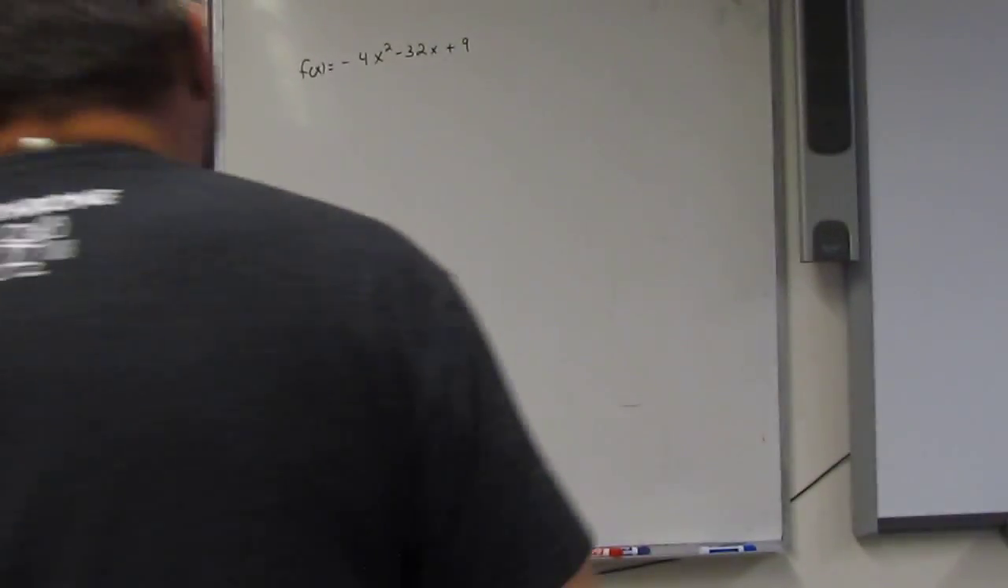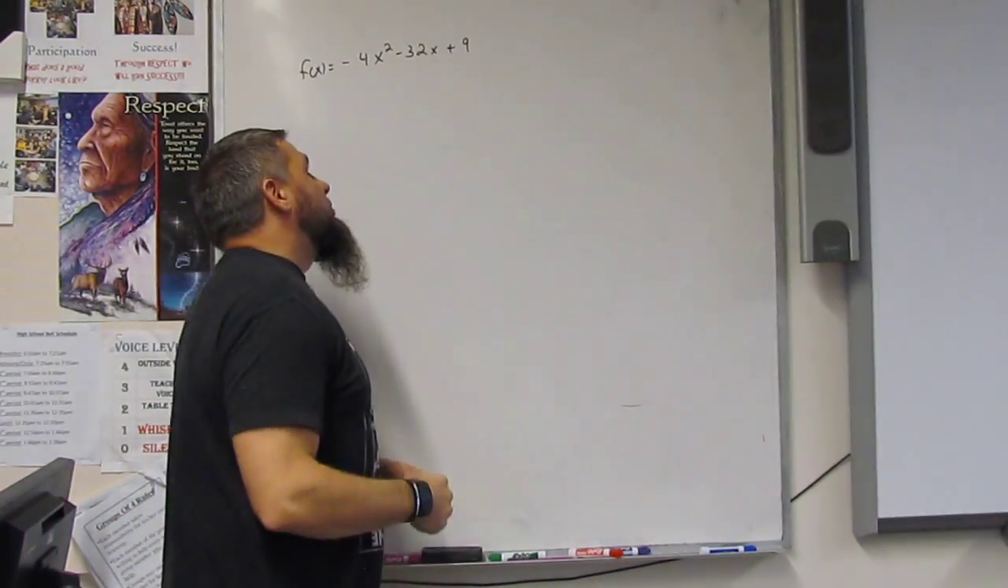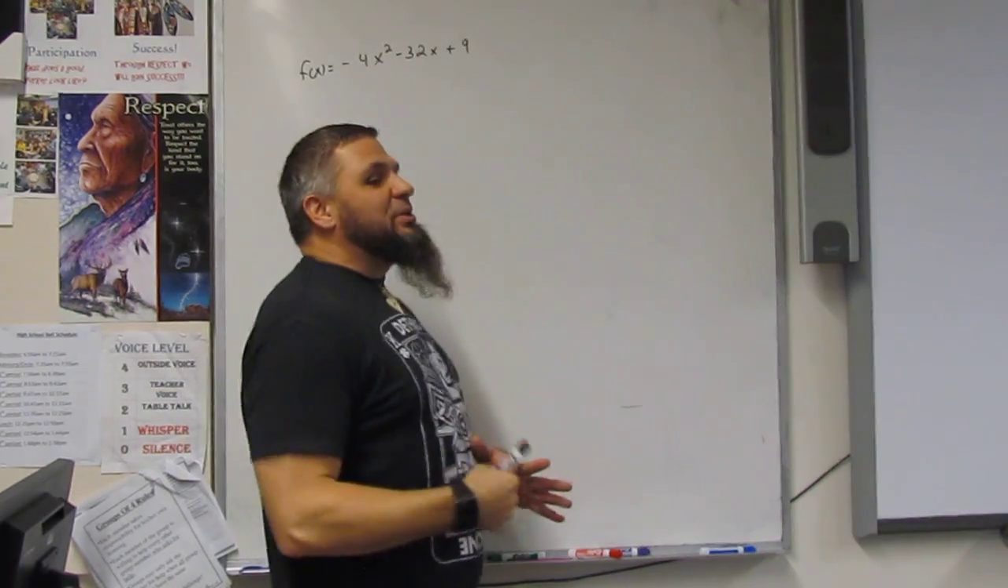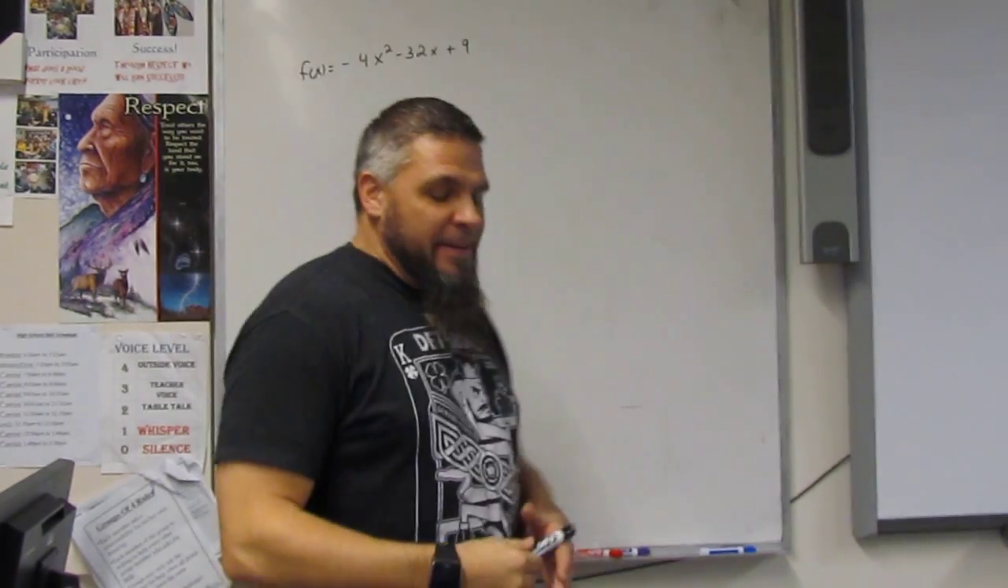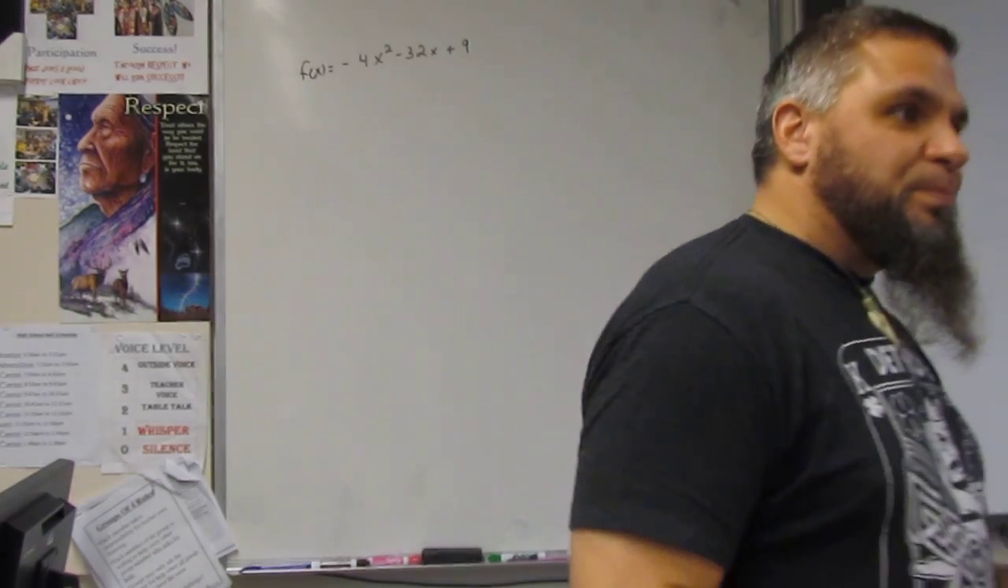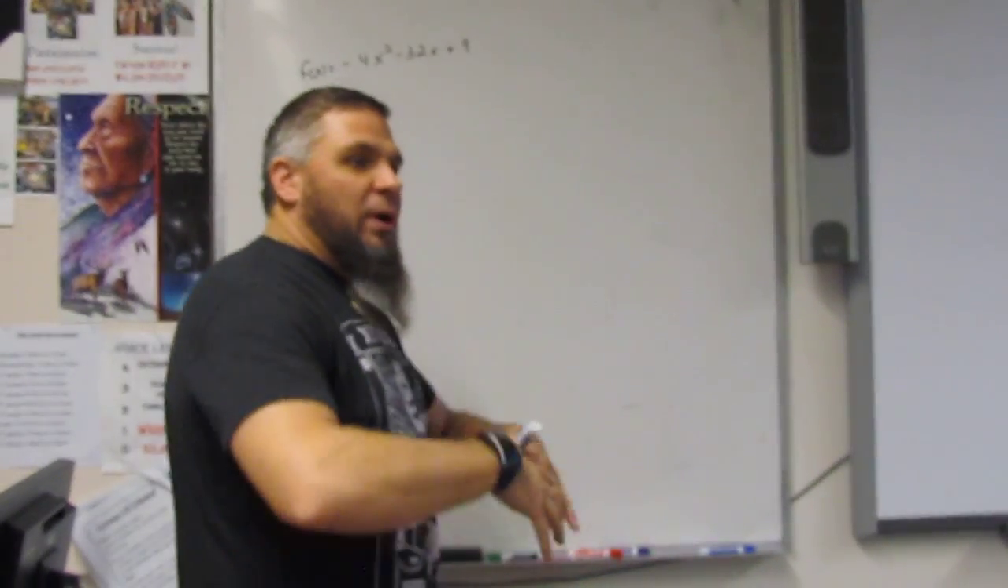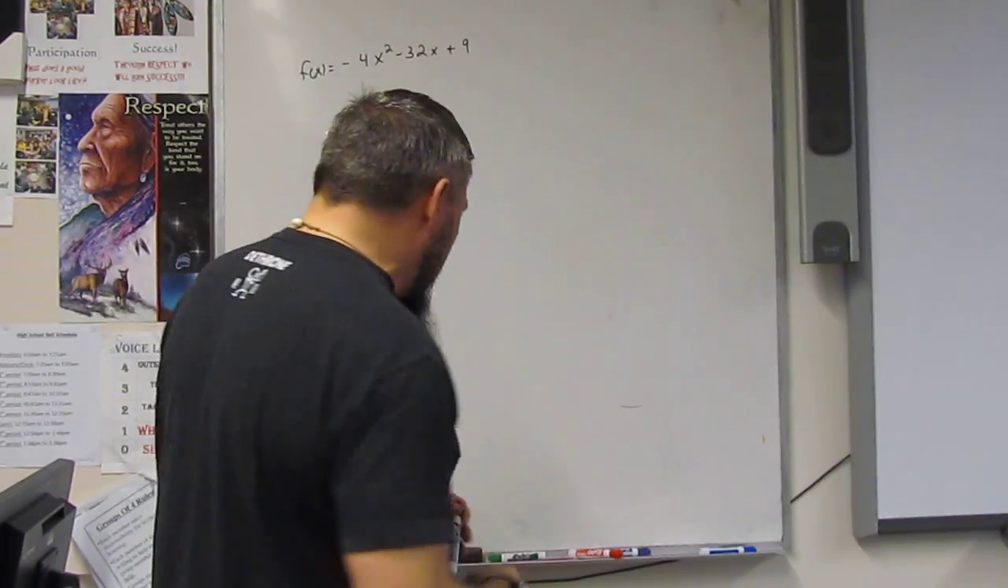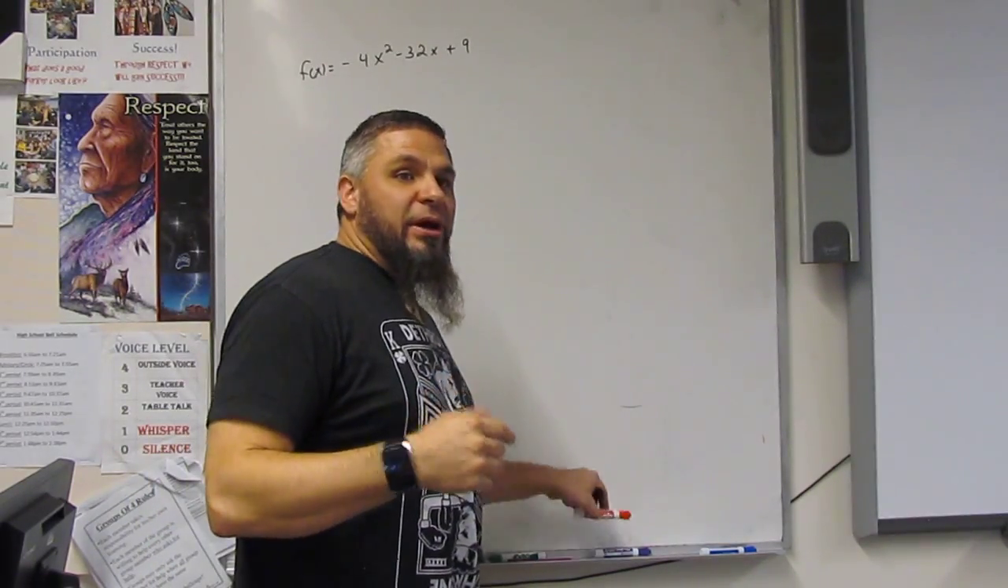Okay, f of x equals negative 4x squared minus 32x plus 9. This one's going to be super fun. What do we do if we want to graph it? We're going to find the derivative, right?